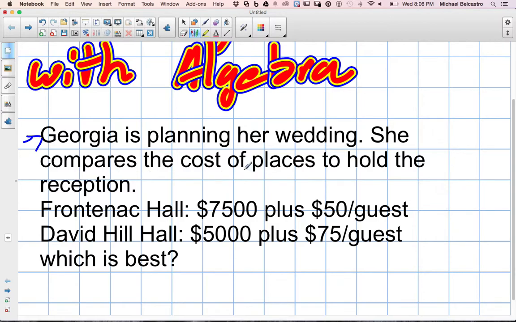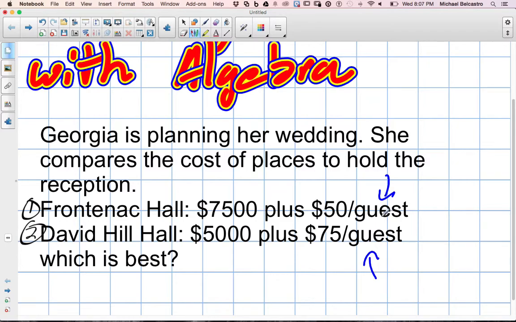She compares the cost of places to hold the reception, and these are two places. Place number one is Frontenac Hall, $7,500 plus $50 a guest, and number two, David Hill Hall, $5,000 plus $75 a guest. Which is best is really vague because it really depends on how many guests I get.